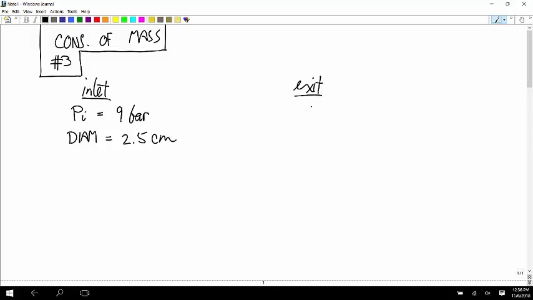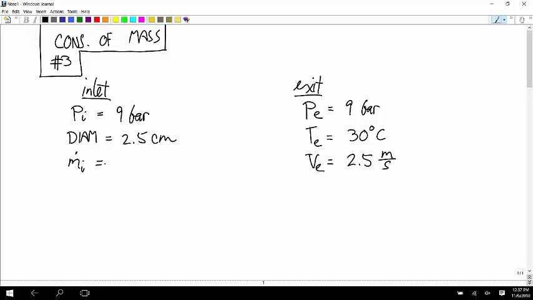At the exit, the pressure is still 9 bar. The temperature at the exit is 30 degrees Celsius. And the velocity is 2.5 meters per second. The mass flow rate entering, so m dot at the inlet, is 6 kilograms per minute.